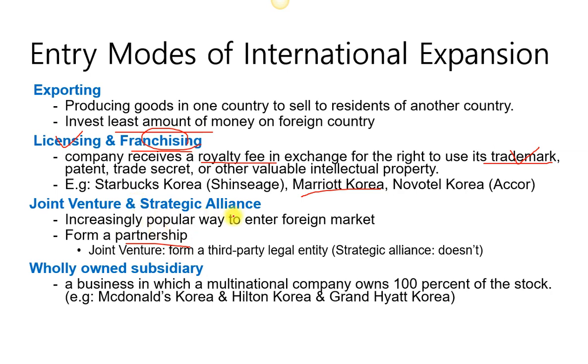Okay, joint venture, as I said before, you form a partnership. You put money into it. There's that third party. Strategic alliance, there is no investment, but you do form a partnership, sharing competencies or trade secrets and things like that. Wholly owned subsidiary is when you own 100% of the stock. So Grand Hyatt in Korea is a wholly owned subsidiary. McDonald's Korea also.